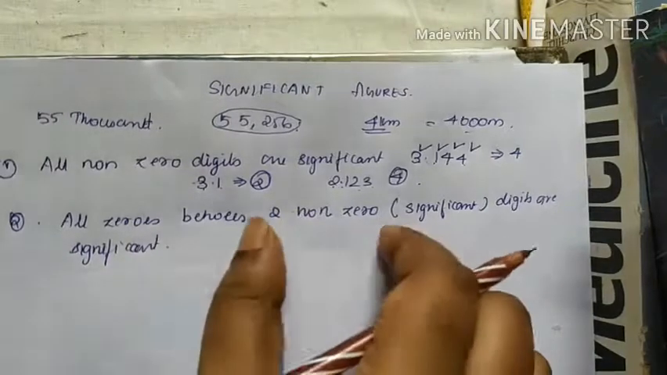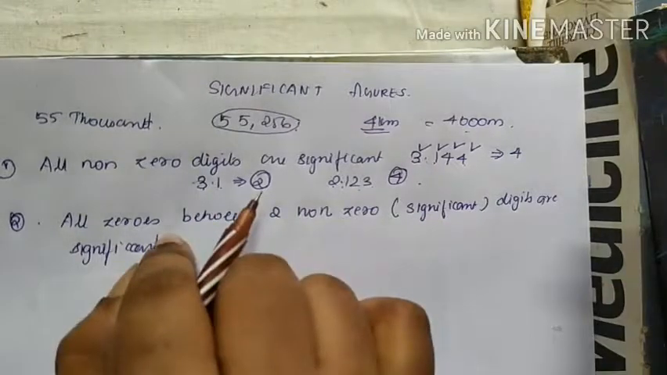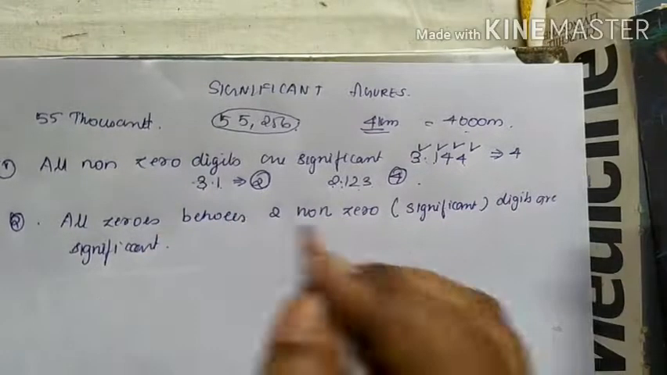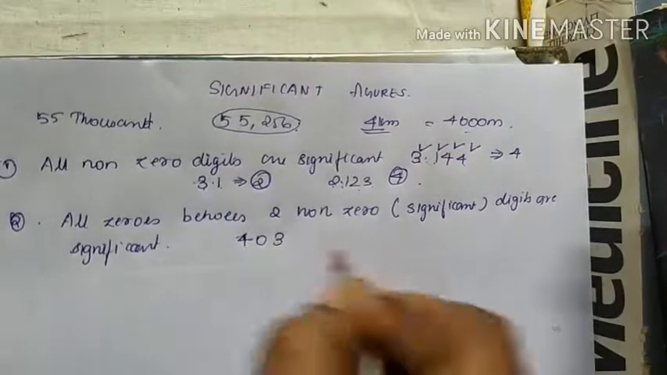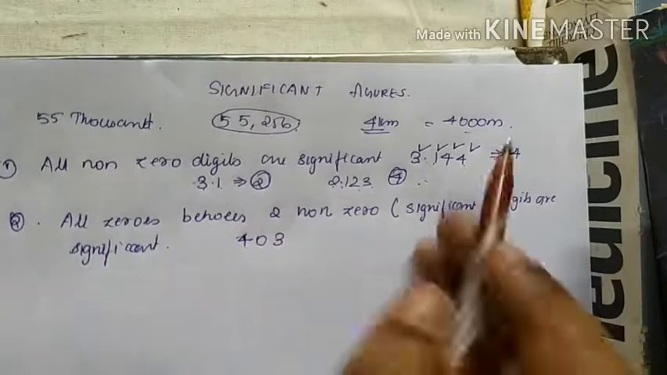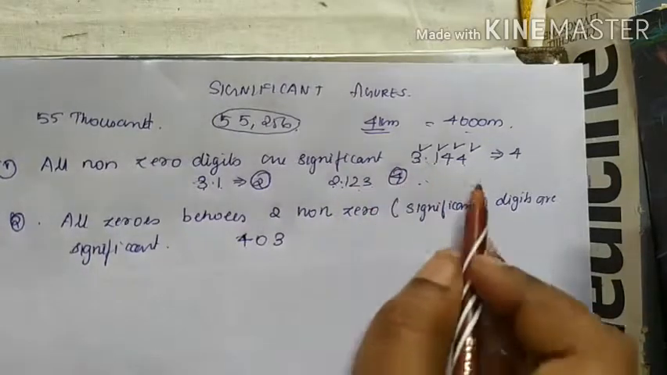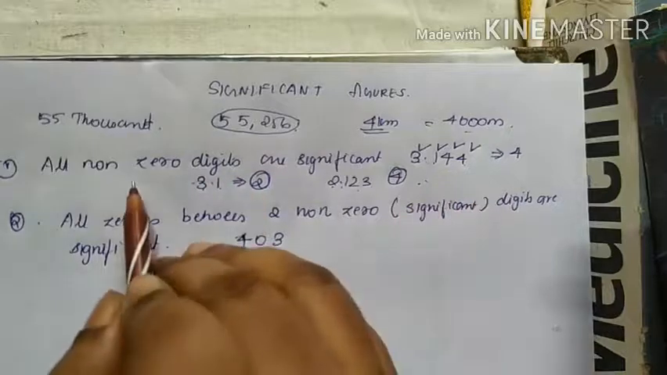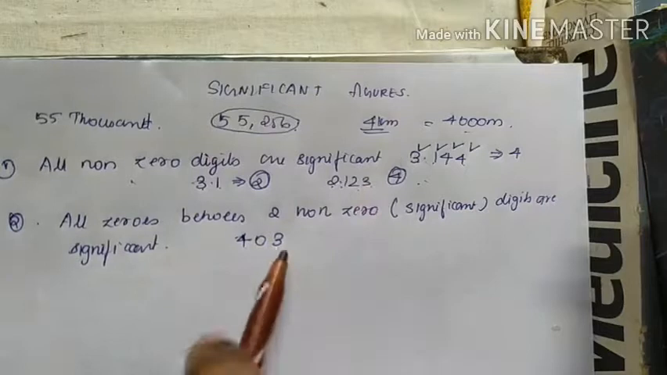That is, between two non-zero numbers or two significant digits, if there are zeros, then it is significant. I hope you understand. Let's take an example, 403. Previously we said that all the digits which are not zero are significant, right? So that means zeros are insignificant as per the first rule? No, there are also zeros that can be significant. There is a particular rule regarding it.